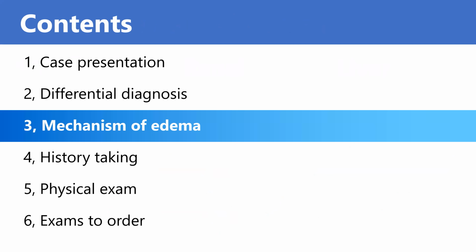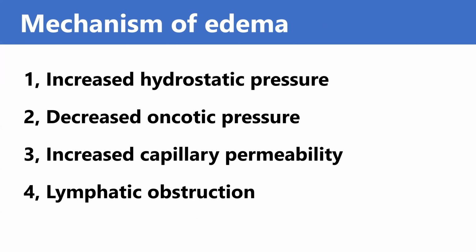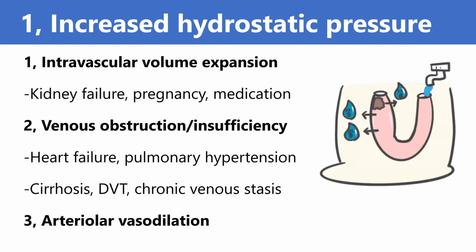Then the mechanism of edema. The mechanism of edema can be divided into four categories: increased hydrostatic pressure, decreased oncotic pressure, increased capillary permeability, and lymphatic obstruction. Okay, I'm going to explain all of them.